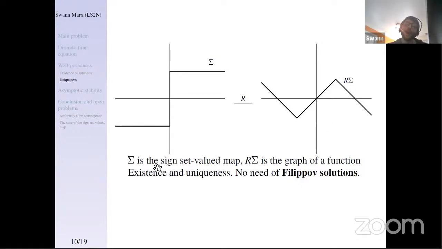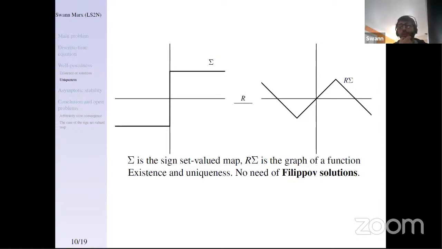So if sigma is the graph of a set-valued map, which is the sign function, and you apply the rotation matrix, then you end up with R sigma, which is the graph of a function, okay? And since R sigma is a graph of a function, you can apply the theorem that I have stated before and deduce that there is existence and uniqueness of the solution in the L^p spaces.